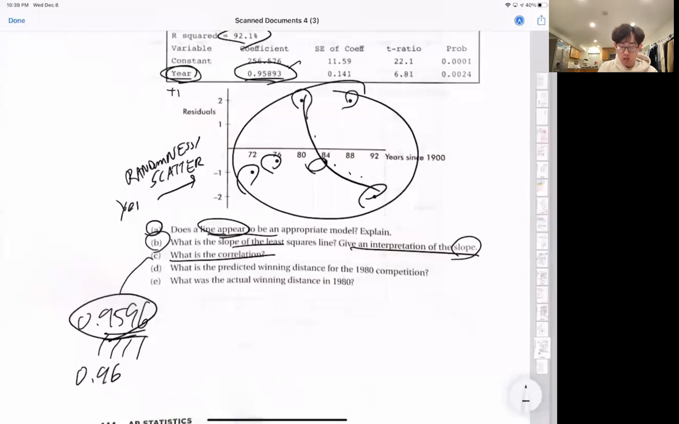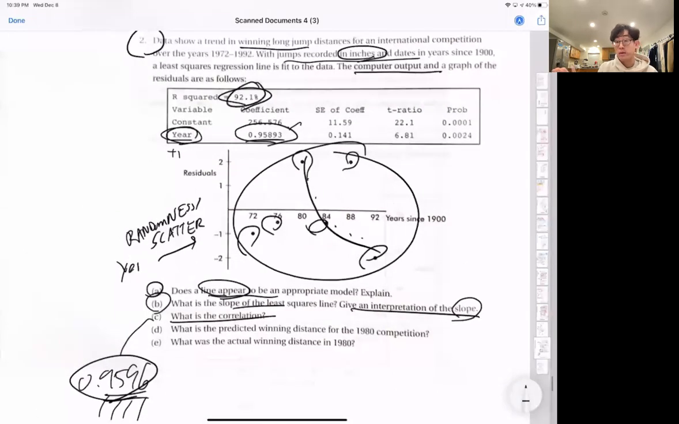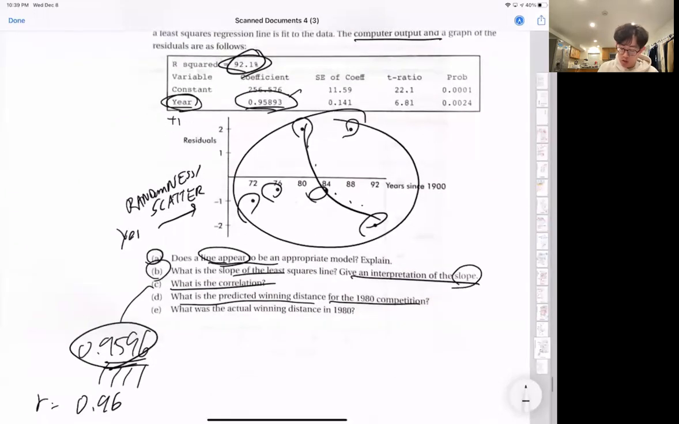Or even if you want to write 0.96, I'm totally cool with that. It just shows you that you understand what the correlation is, as long as you don't write down 0.92. What is the predicted winning distance for 1980? So you use the equation to predict it.